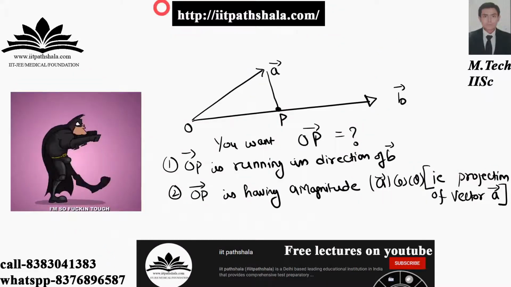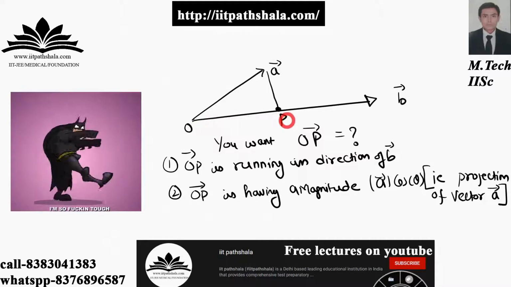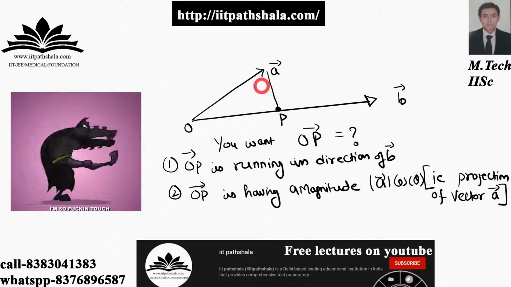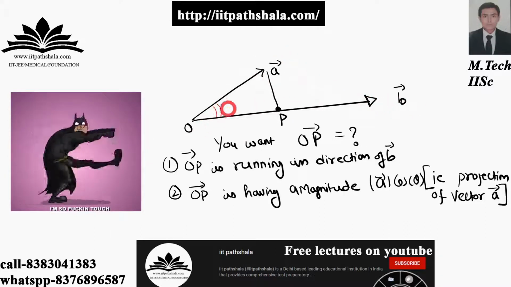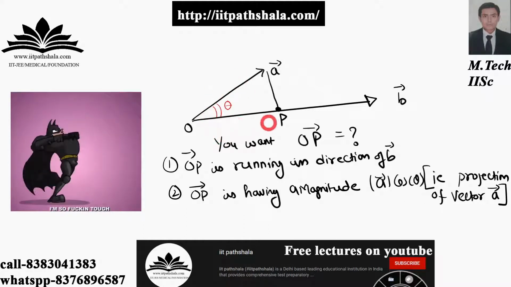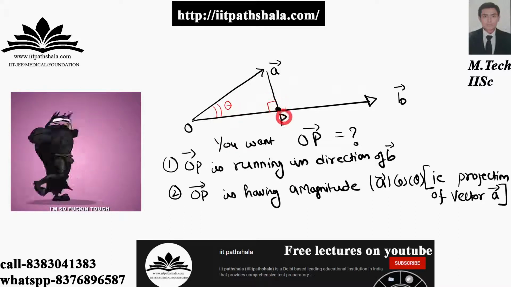Now let us say that you want the component of A vector on this B vector over here, which is the most common question we encounter in our physics and mathematics. So let us say that A and B are having an angle of theta in between both of them. I'm dropping a perpendicular over here at a point P.